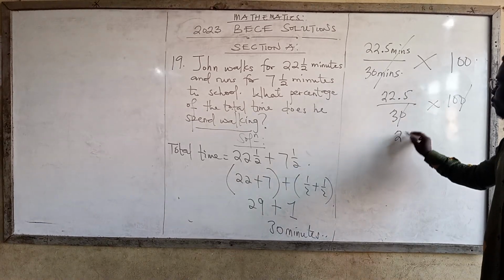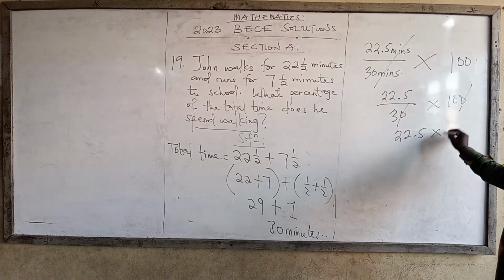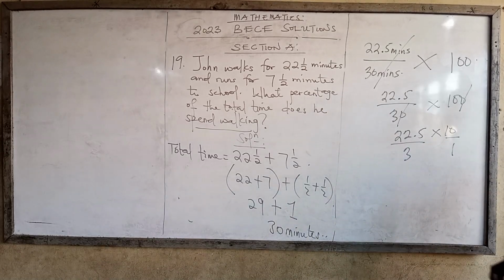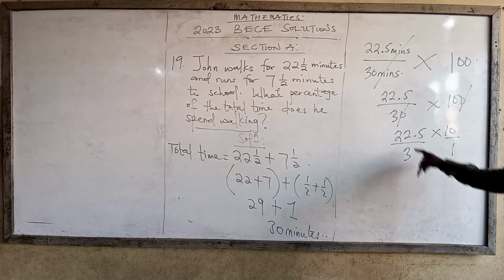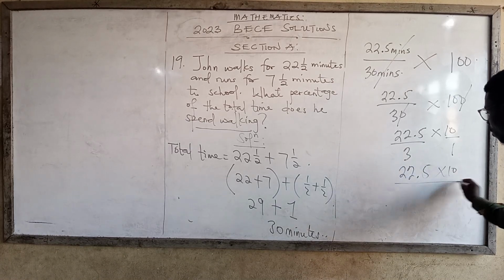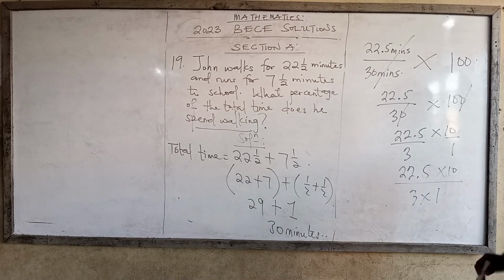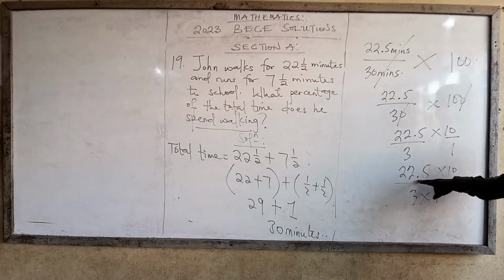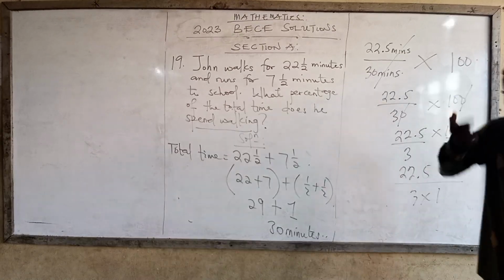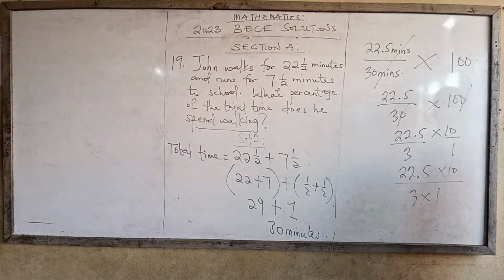So we have 22.5 times 10 over 3. This one to be what? Over 1. Multiplication of fraction. 22.5 times 10 all over 3 times 1. Now don't forget, this one is a decimal fraction we are multiplying by 10. So the decimal point will shift to the right hand side. How many times? Irrespective to the number of zeros present.